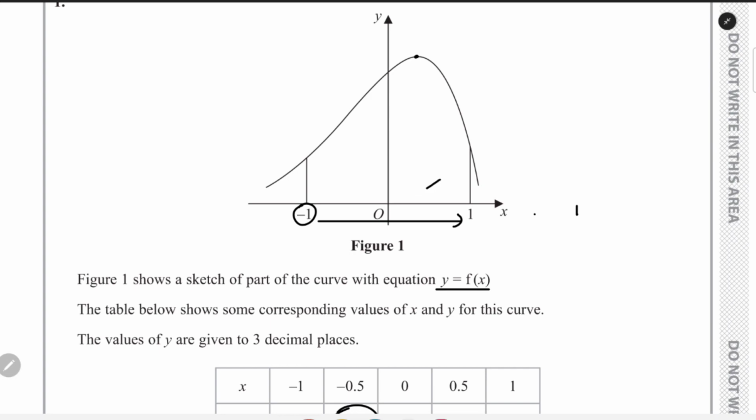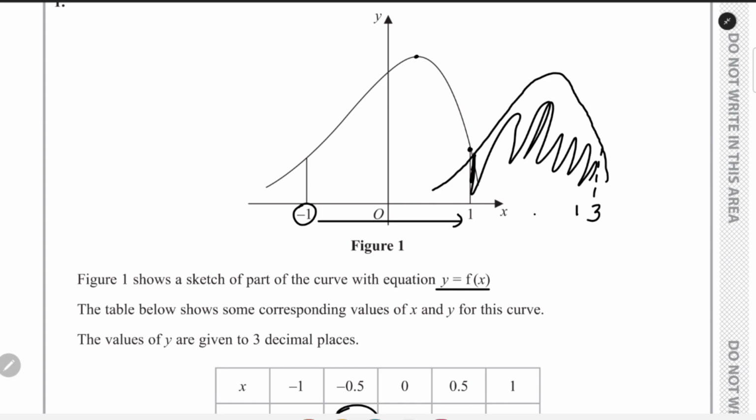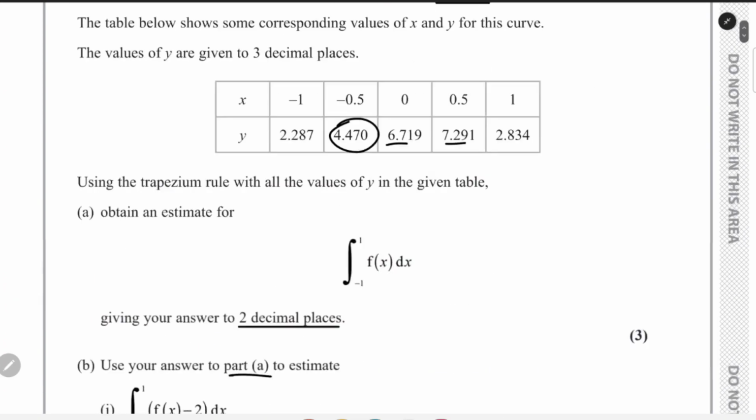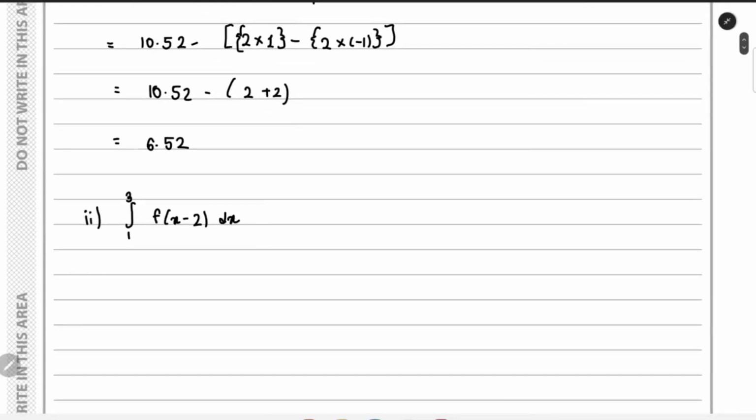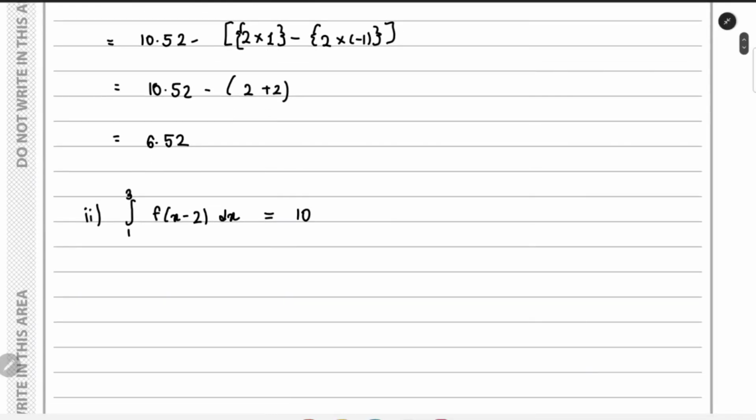So repeating the same graph, we'll have something like this. This is at 3, this is at 1. So the area from 1 to 3 is the same as the area from minus 1 to 1. So this is equal to 10.52.